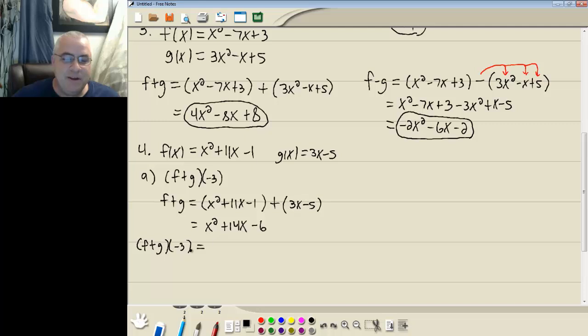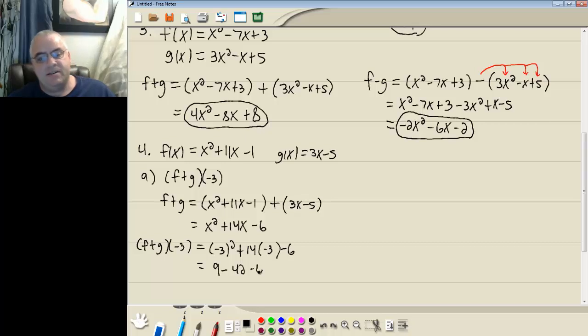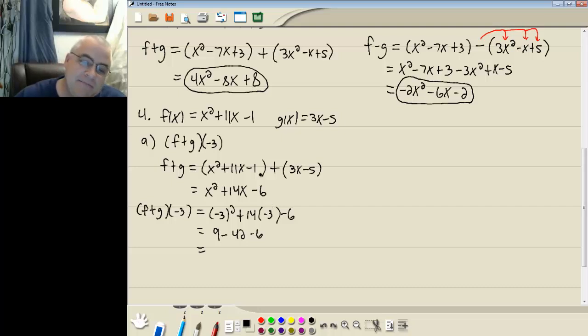Okay. So then, after we found f plus g, we want to plug negative 3 in for x. So we got negative 3 squared plus 14 times negative 3 minus 6. Negative 3 squared is 9, minus 42, minus 6, which gives us, getting kind of late, my brain's shutting down on basic math, negative 39. Double check that. Negative 48, yeah, negative 39. And that'd be our answer to part A.